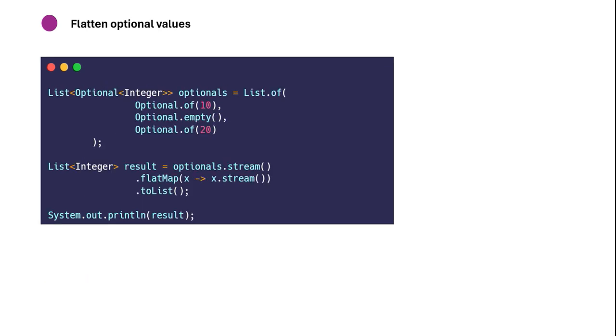The other example is flattening the optional values here. Let's say we have an optional value here and we just want the 10 and 20 as a value. Also we have an additional empty here. On similar lines, we can use a flat map. We can create a stream of that optional and then we convert it into a list. So we get an output this way. So this is essentially going to flatten out all the optional values.